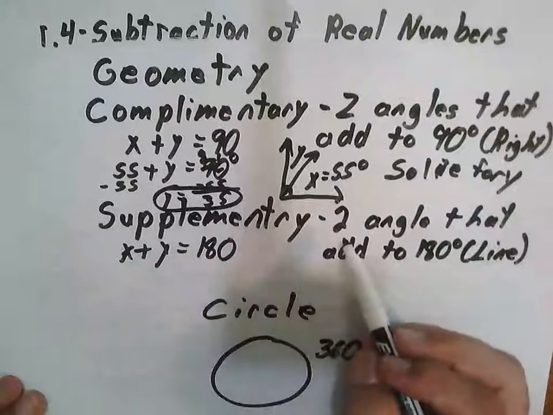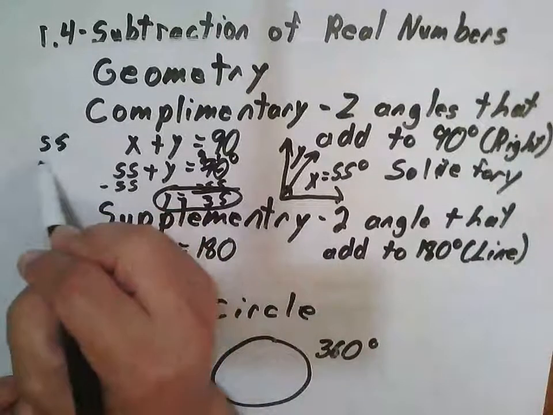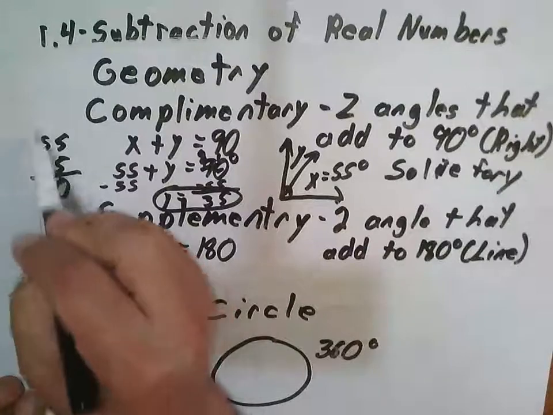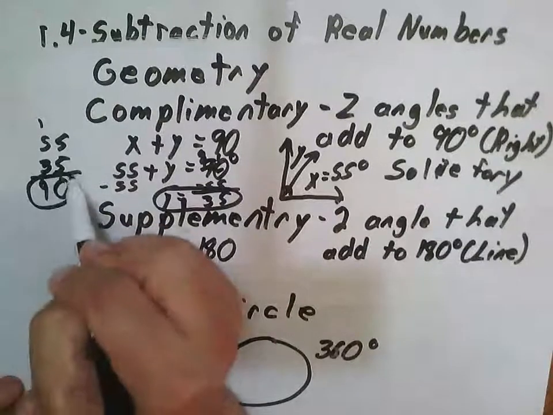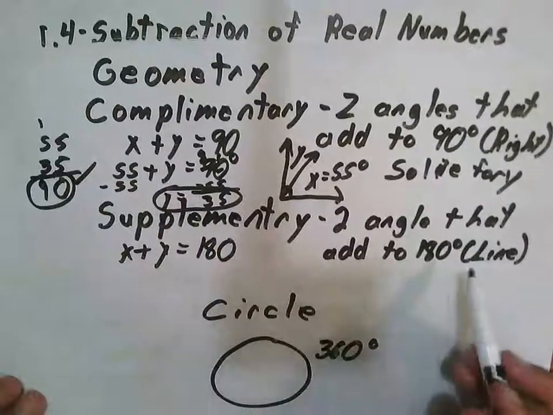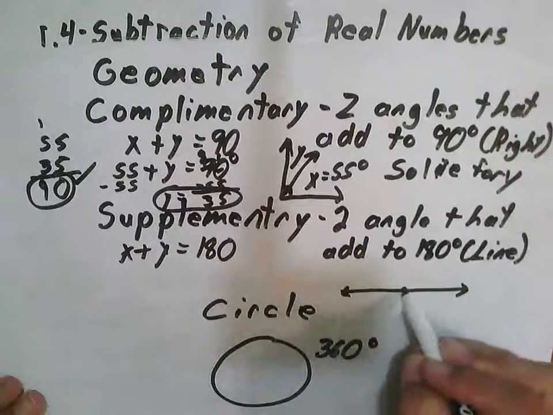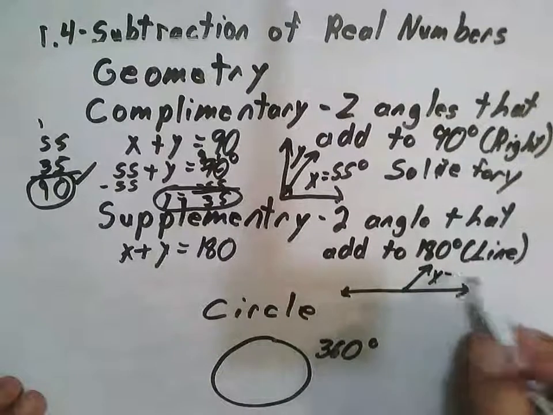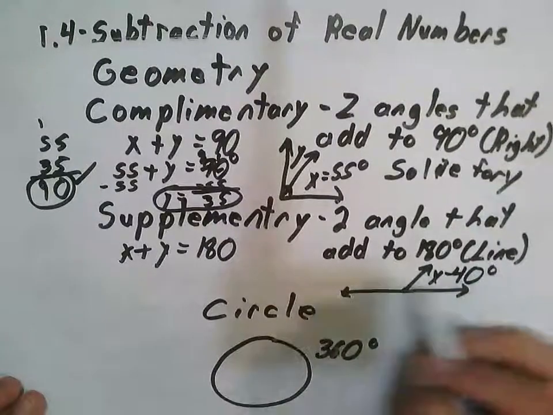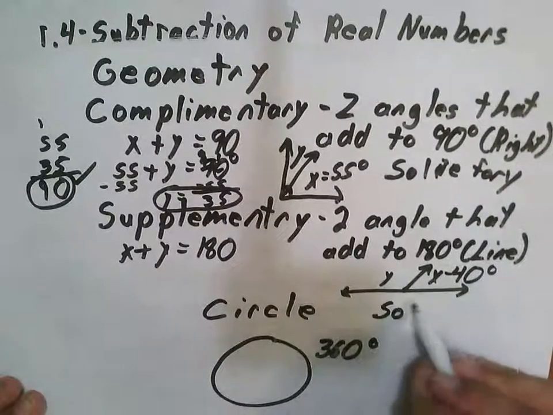The way you double check that is, once again, I'll just add 55 and 35. It's going to be a 0, carry the 1, that's going to give me 90. Then I know I did it correctly. Same thing with the supplementary. You will see a straight line, and it will say that x is equal to, in this case, 40 degrees, and it's going to ask you to solve for y.